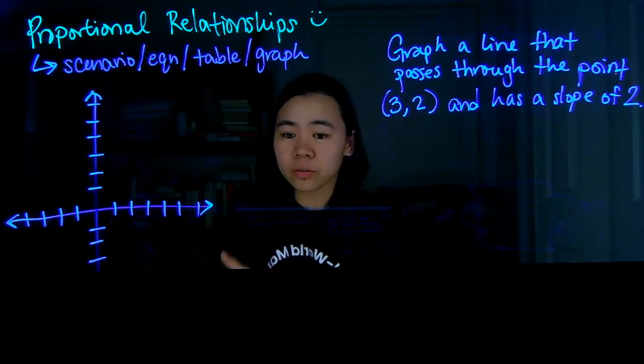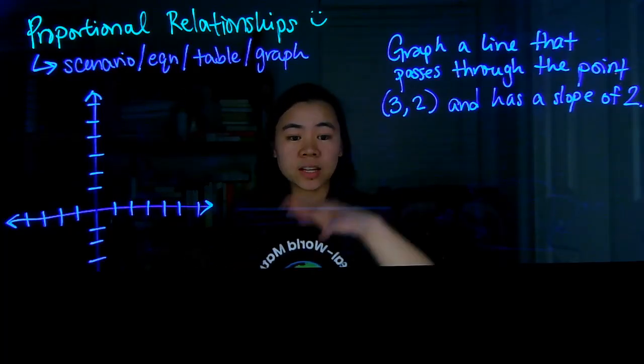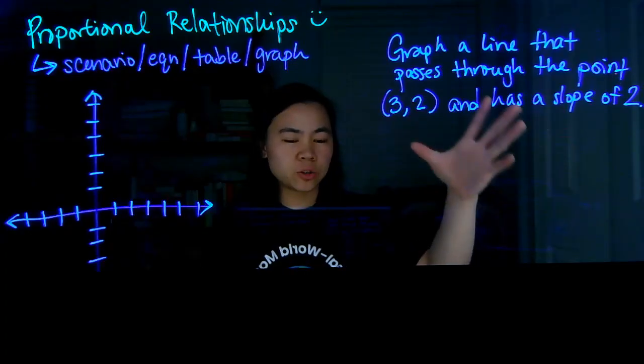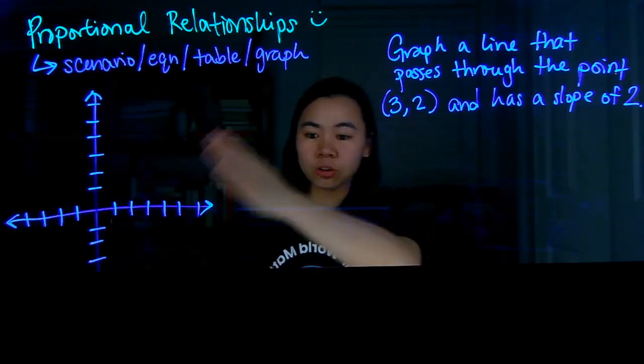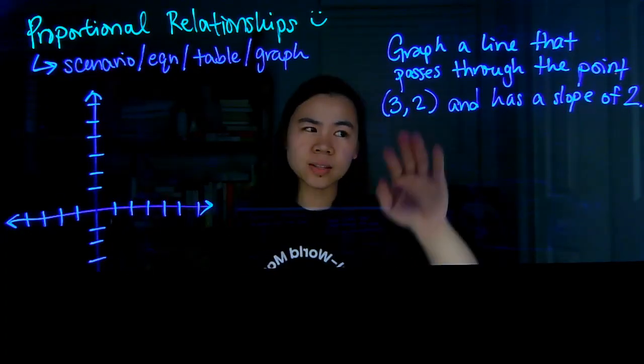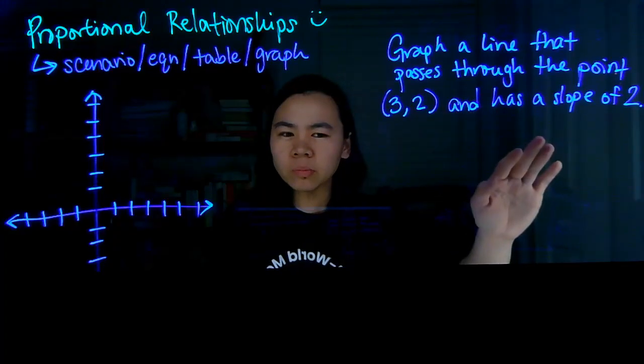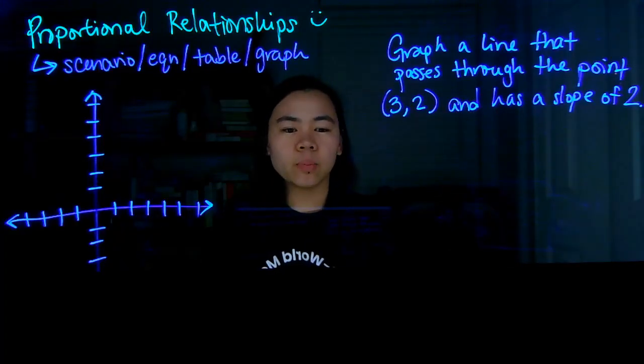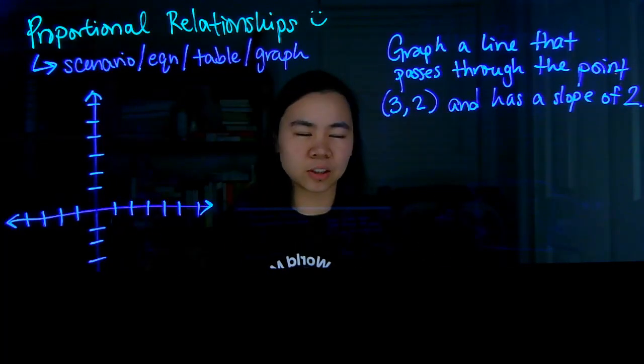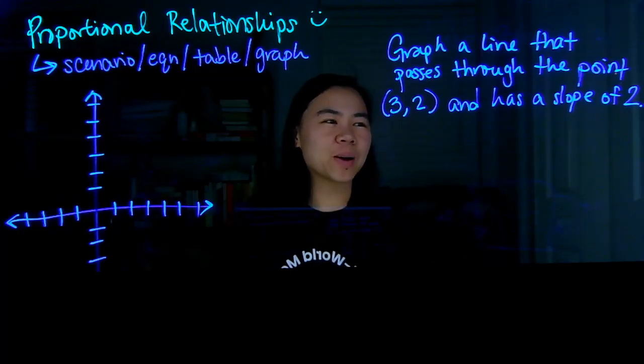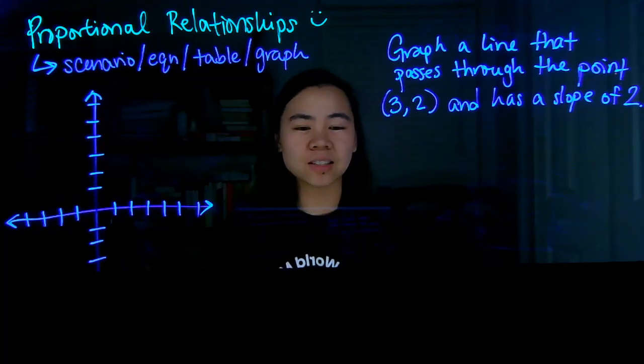Another variation of these multiple forms of representation is that you have the situation, it tells you what it wants, and then you're going to have to put it on the graph. So this is not quite a word problem because there's no context to this, but that's still a skill we need. So graph a line that passes through the point 3, 2 and has a slope of 2.